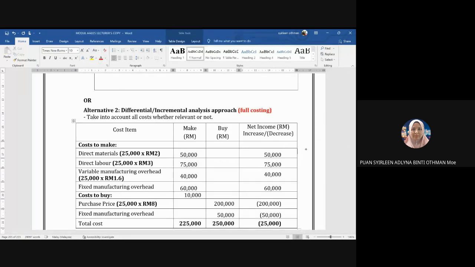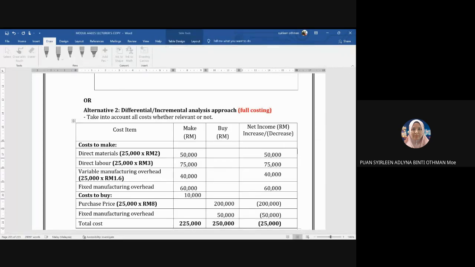Kenapa? Sebab untuk topik ini, okay, sekiranya you buat full costing, you tidak menjawab soalan lah. Sebab bila kita buat full costing, maksudnya kita masukkan dua-dua. Kita masukkan relevant dan juga irrelevant. Okay, so kita sebenarnya tidak mengikut nama topik yang kita belajar. Kita sekarang belajar tentang relevant cost saja. So irrelevant ni tak perlu.